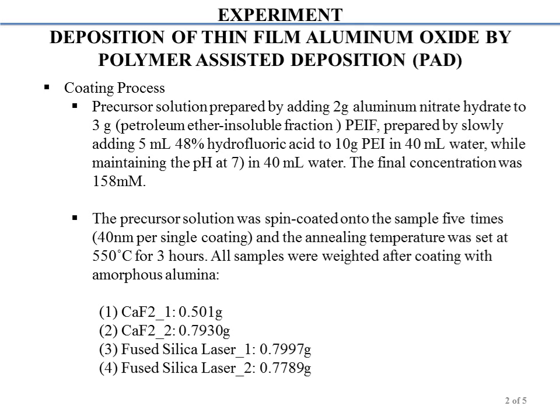In the coating process, a precursor solution was prepared by adding 2 grams of aluminum nitrate hydrate to 3 grams of petroleum ether insoluble fraction, or PEIF, prepared by slowly adding 5 mL of 48% hydrofluoric acid to 10 grams of PEI in 40 milliliters of water, while maintaining the pH at 7. The final concentration turned out to be 158 millimole.